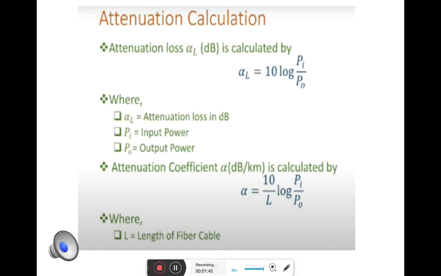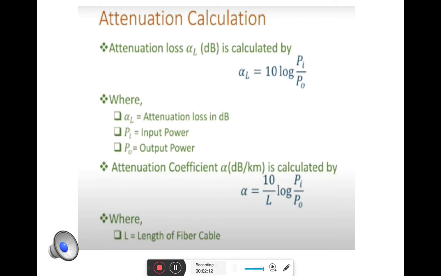Now you can see the different terms that are used for calculation of attenuation. First, we'll learn what attenuation loss is. Attenuation loss is denoted by the letter alpha L, and it is expressed in dB. Alpha L is calculated by 10 log Pi by P0, where Pi is the input power of the signal and Pout is the output power of the signal. The attenuation loss is always expressed in dB.